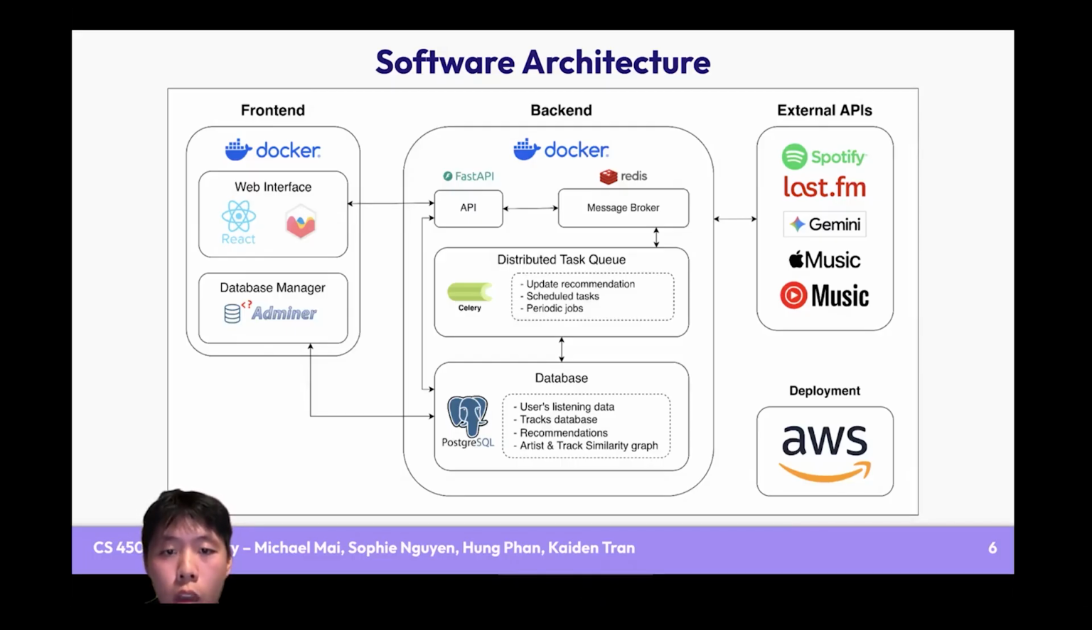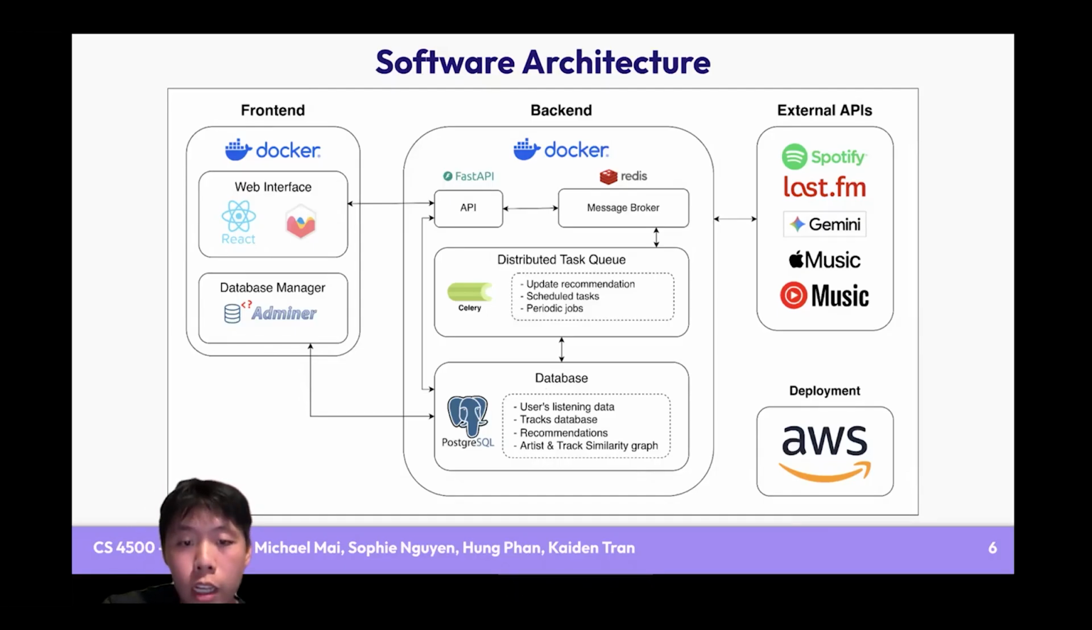For scalability and responsiveness, we integrated Redis as a message broker and used Celery for distributed task processing. This is used for handling things like recommendation updates and scheduled jobs asynchronously. And our data is stored in PostgreSQL, where we maintain user listening history, track metadata, and a similarity graph that powers our recommendation system. To enhance the functionality, we integrated several external APIs, including Spotify, Last.fm, Gemini, and Apple Music, allowing us to aggregate cross-platform listening data. We also leverage OAuth for secure authentication and API access.